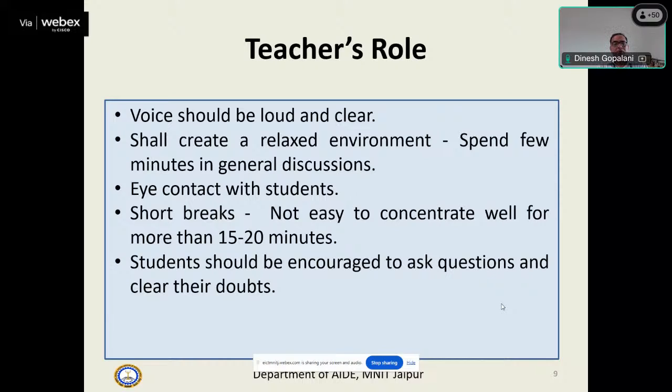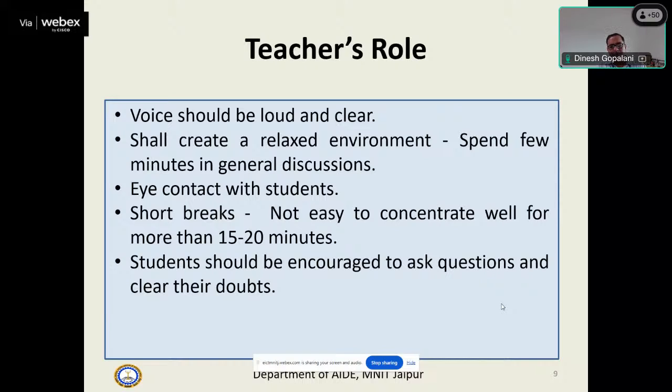Then eye contact, very, very important. We should not always read the slides, and only writing on the board is also not a good sign. Eye contact with students is very, very important.